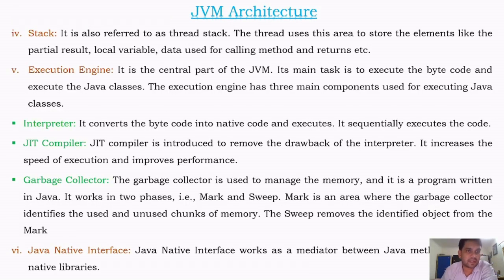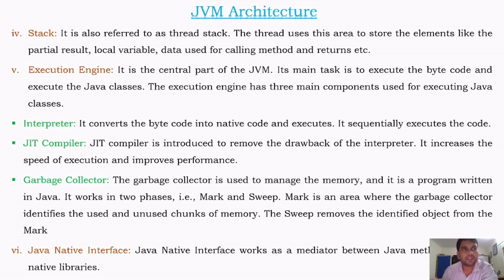Then comes the stack, also referred to as the thread stack. The thread uses this area to store elements like the partial result, local variables, and data used for calling methods and returns. As we proceed in this class, we will get to know what the different calling methods and local variables are, and how Java stores partial results.